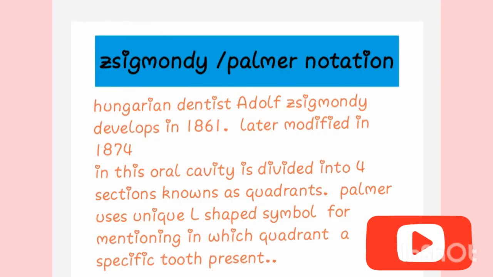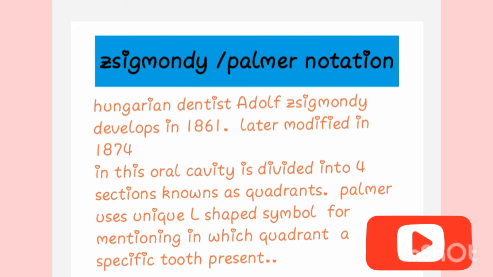Next I am coming to the Zsigmondy Palmer notation. Zsigmondy Palmer notation is also known as symbolic system, quadrant system, grid system, or angular system. It is the oldest and one of the most popular systems in use during the 20th century. Hungarian dentist Adolf Zsigmondy developed it in 1861 and later on modified the system for noting the primary dentition in 1874, and Palmer in 1870 invented the system independently. Okay, this is basically about the history.